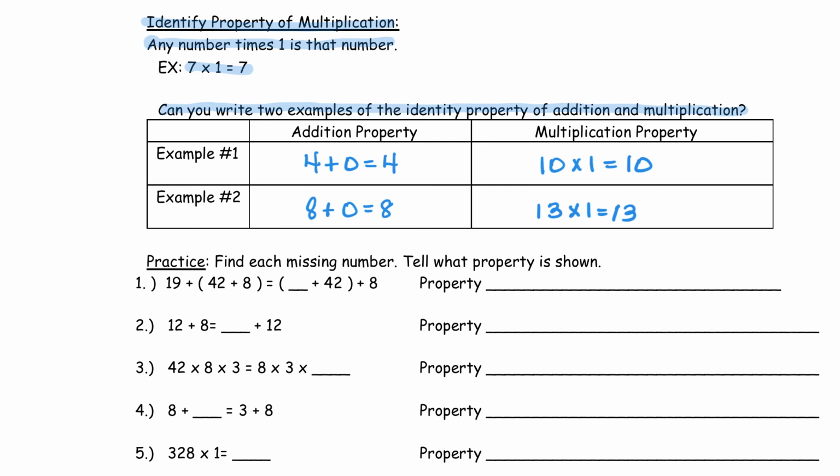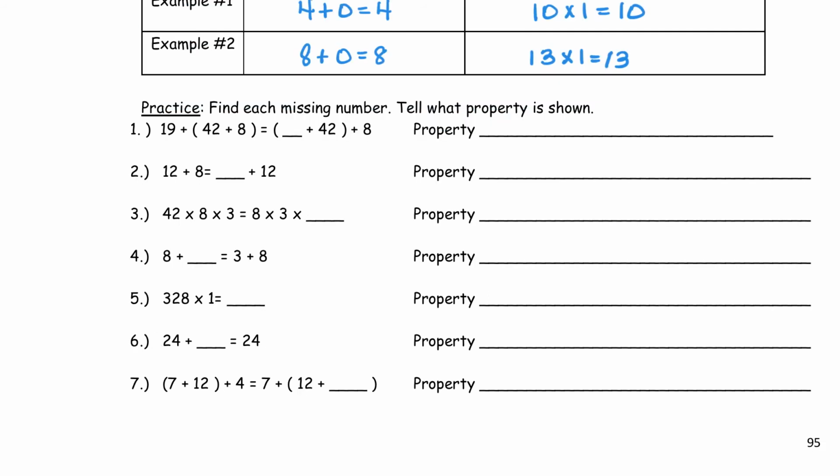There is another property that we're going to look at tomorrow, and that would be the distributive property. But we're going to hold off on that for today, and we're going to focus on the commutative, the associative, and the identity properties for today. Now let's do some practice. For the following problems, you're going to find each missing number and then tell what property is shown.